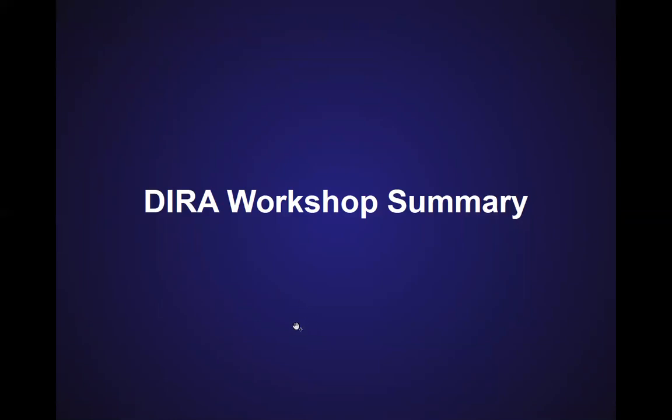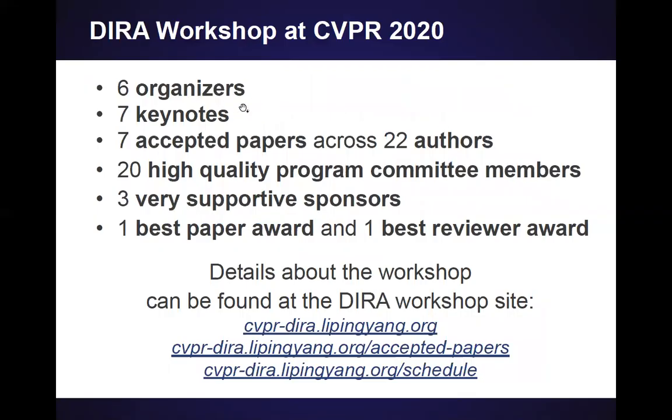Now I want to give a summary of the DIRA workshop. The DIRA workshop at CVPR 2020 had 6 organizers, 7 keynote speakers, and 7 accepted papers across 22 authors, and 20 high-quality program committee members. We have 3 very supportive and generous sponsors. We have 1 Best Paper Award and 1 Best Review Award. For details about the workshop, you can find them on our website. For the paper manuscripts, you can find them at this link, and for the talk slides and recorded videos of the keynotes and the papers, you can find them at this link.